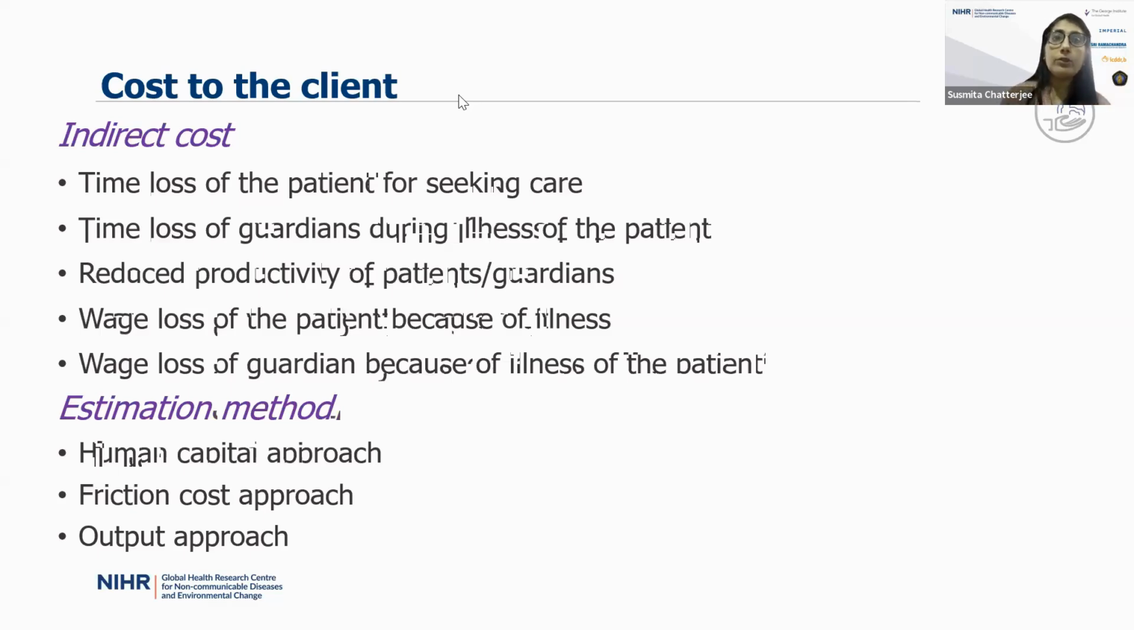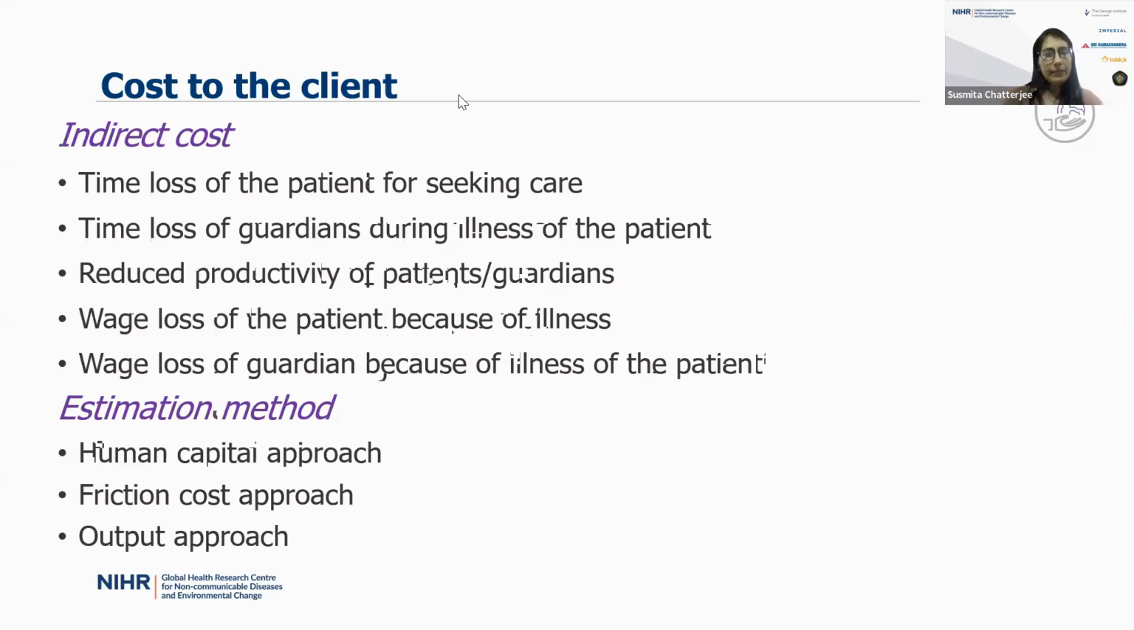Indirect cost can also include the informal caregiver. Suppose a person is so sick that someone in the family is taking care of the person. That's informal caregiving, and that can also be costed in indirect cost. I did not put it here, but you can go into those portions also. It's up to you how you want to calculate, but these are the components of indirect cost.